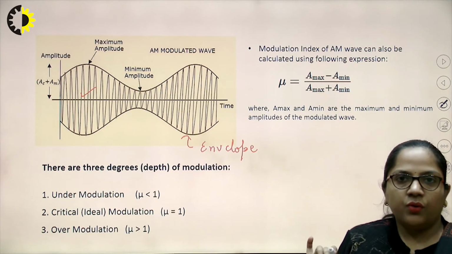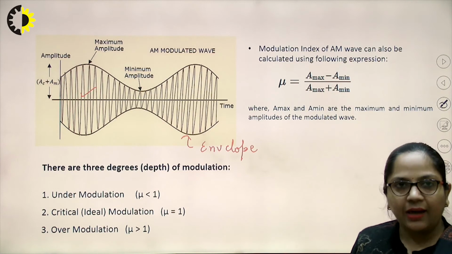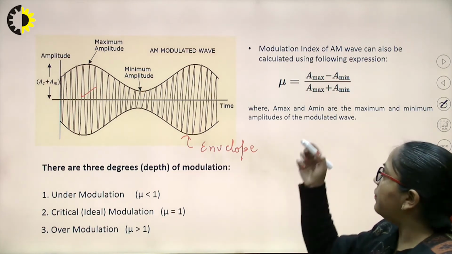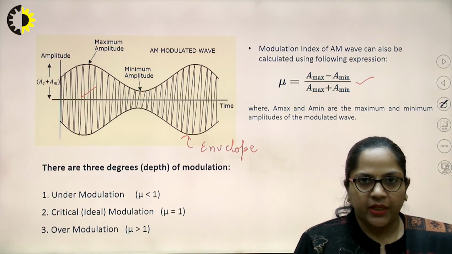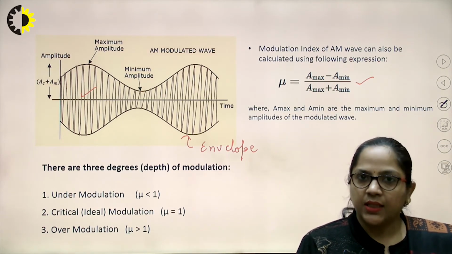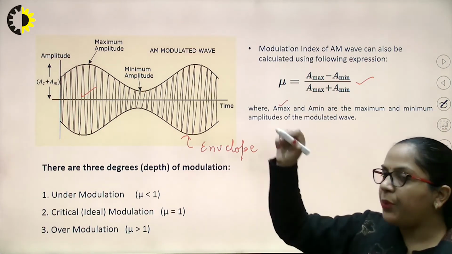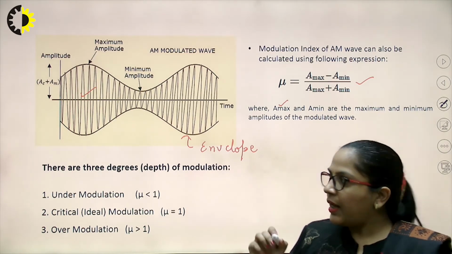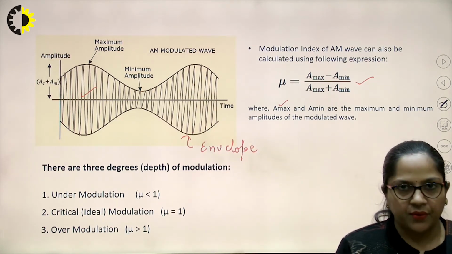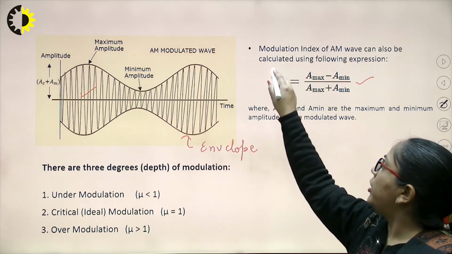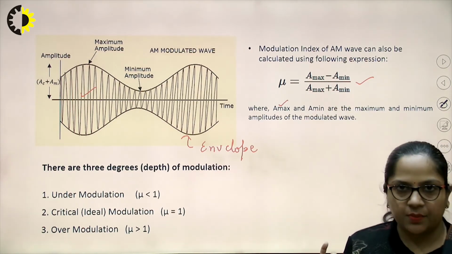Am. So, we can also calculate modulation index with the help of this expression, where it is equal to A max minus A min divided by A max plus A min, where A max is the maximum amplitude of the modulated waveform and A min is the minimum amplitude of the modulated waveform. So, the modulation index or the modulation parameter can also be calculated with the help of this expression.